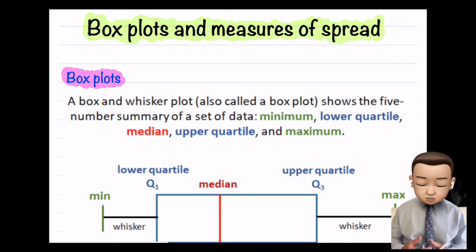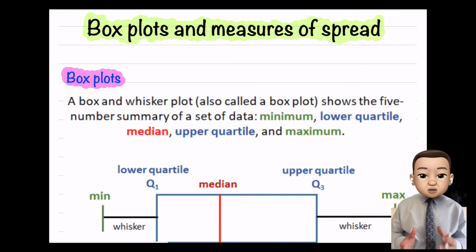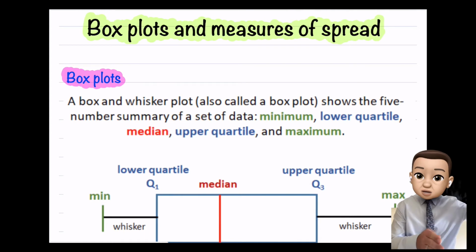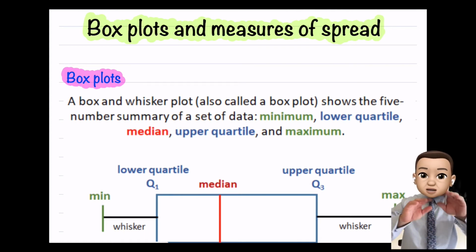A box and whisker plot is also called a box plot, depending on which textbook you're going to read. It shows the 5-number summary. Now, last lesson, we spent some time finding out what the median is. Now, the median, remember, was the middle number. We're now expanding that, so that's how we split the numbers in half. If you think about it that way, then the actual data is now in half, okay?